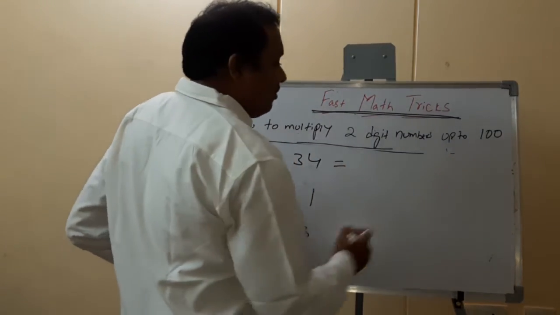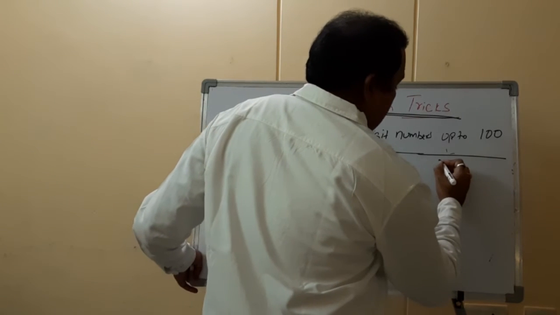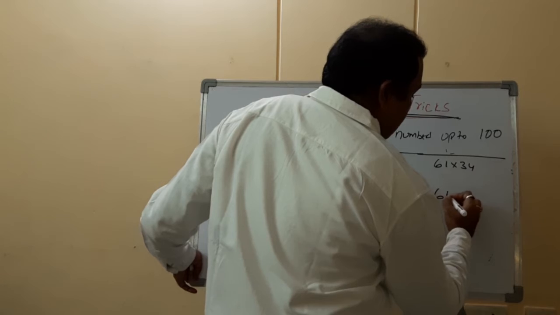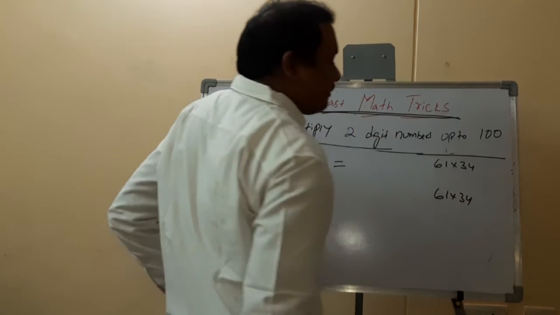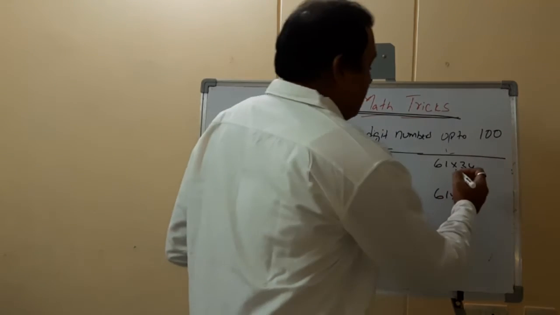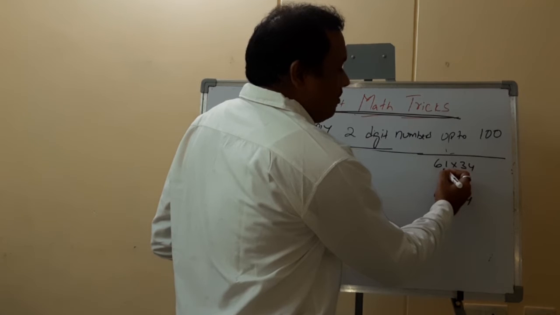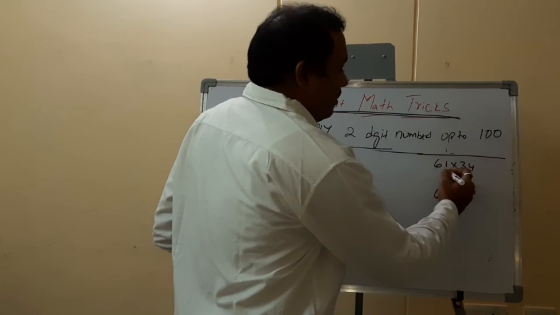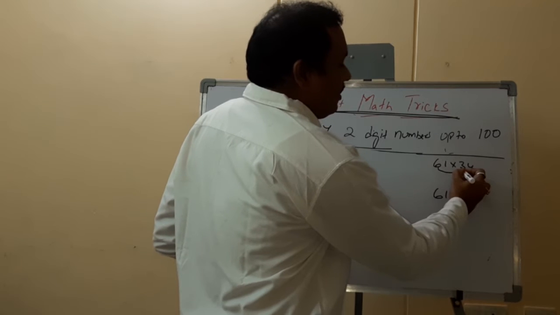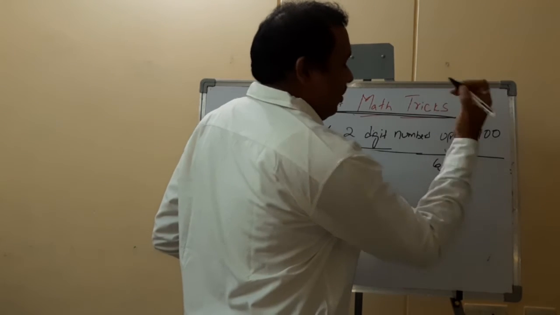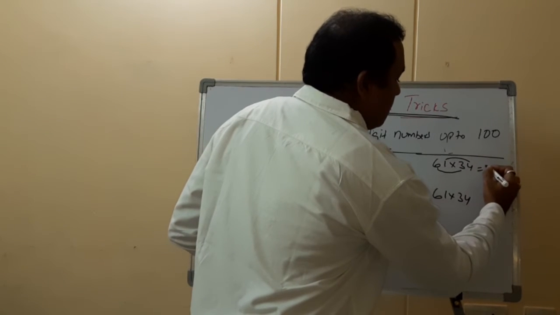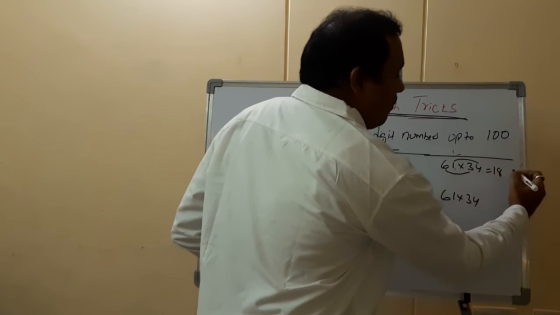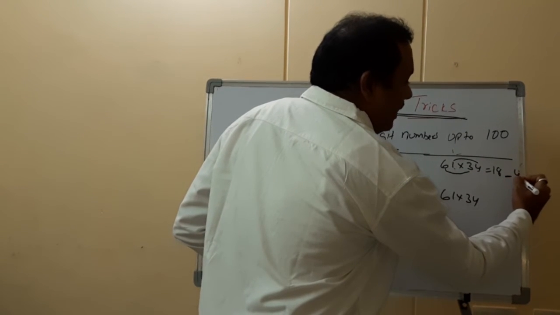So what we have to do? As I told you, 61 into 34 and 61 into 34, right? So first we have to do cross. So tell me students, what we have to do now? So first we are trying to do 6 into 3 and 1 into 4. 6 3s are 18 and 1 4s are 4. We have to leave one digit here.